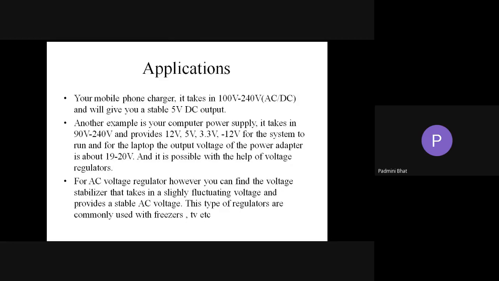And an AC voltage regulator, yes, we have an AC voltage regulator. It is called a stabilizer. At home you might have seen the stabilizer. It takes slightly fluctuating voltage and provides a stable AC voltage. This is usually used for fridge, TV, and many things, sometimes for treadmill, wherever you feel fluctuation is there, we go for a stabilizer. That stabilizer is nothing but a regulator. So this was about the experiment. Now coming to the working using Multisim.